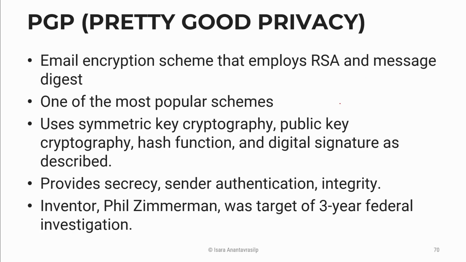The first example that we're going to discuss is PGP, or Pretty Good Privacy. It is an email encryption scheme that employs RSA and message digest that we have discussed earlier. It is one of the most popular schemes. It uses symmetric key cryptography along with public key cryptography, a hash function, and digital signature to sign and send secured email from one individual to another individual.